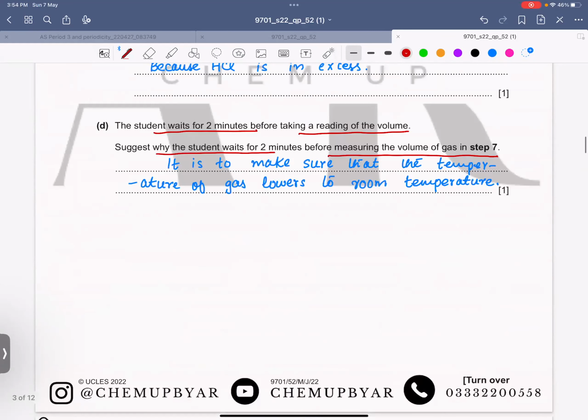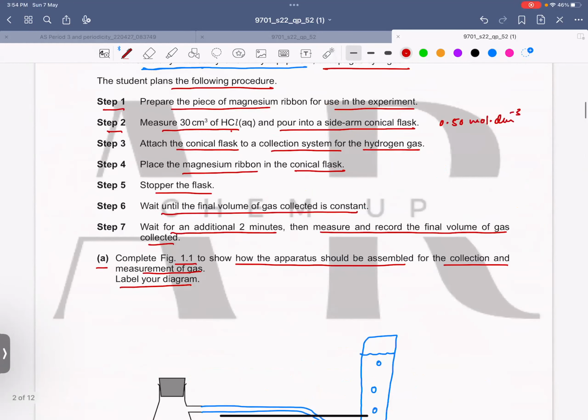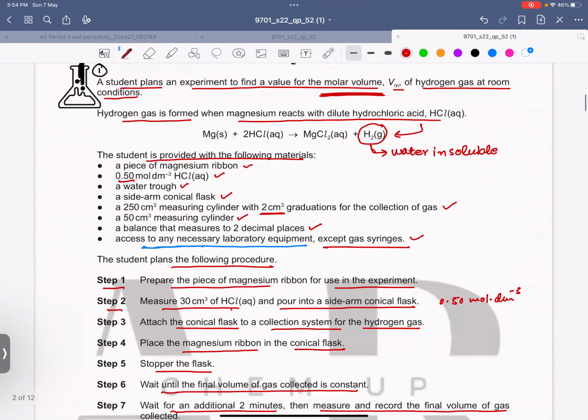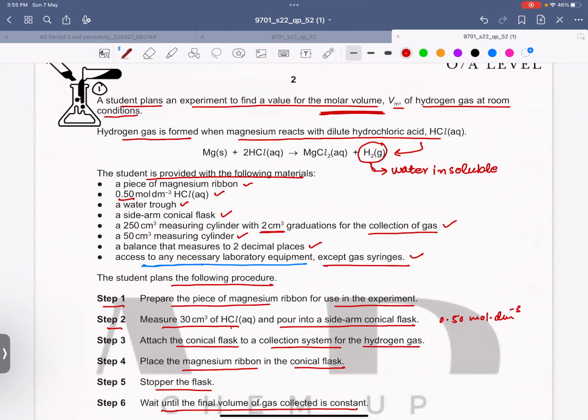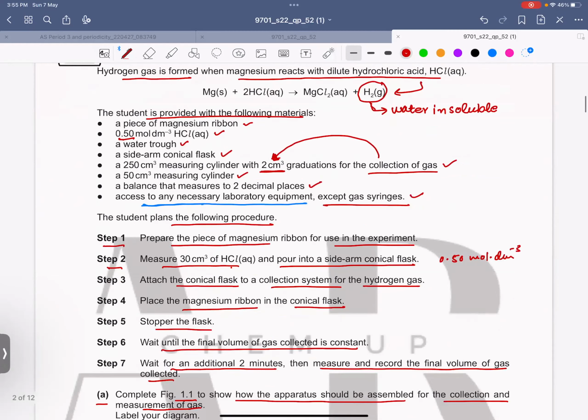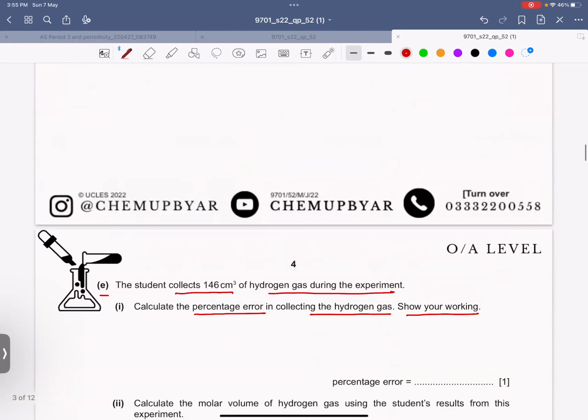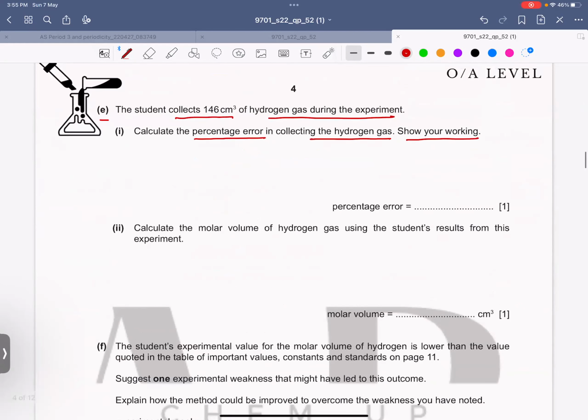If you look at the list of the apparatus again, here it is. For the collection of gas, the measuring cylinder that we have used has a scale of 2 centimeter cube. So that is its least count, right? And the uncertainty is found by dividing the least count by 2. So 2 divided by 2 gives you 1. The uncertainty in the reading would be plus or minus 1 centimeter cube.